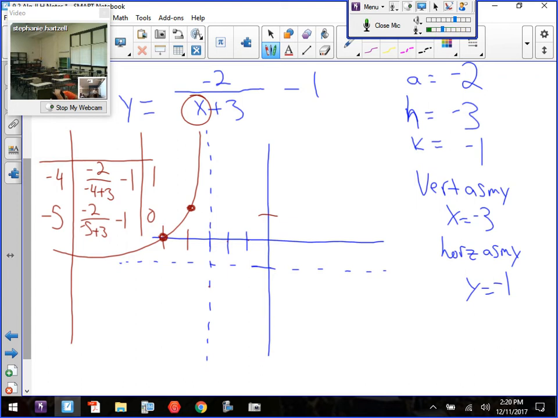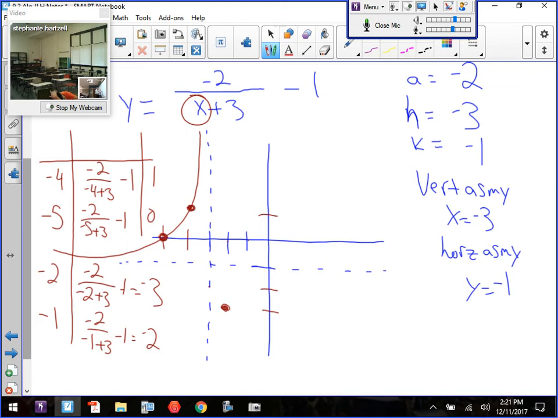And do it on the other side then. -2. What's -2 plus 3? 1. Negative 2 divided by 1. Negative 2 minus 1. So then at negative 2, we're at negative 3. Do it again with negative 1. And there I think you get negative 2. You get negative 2.